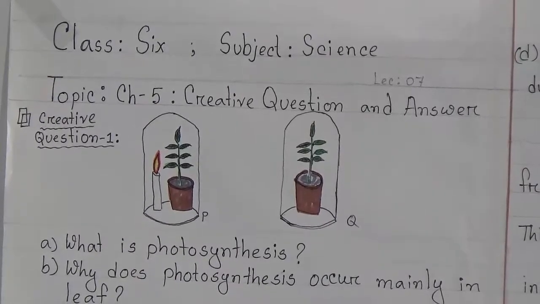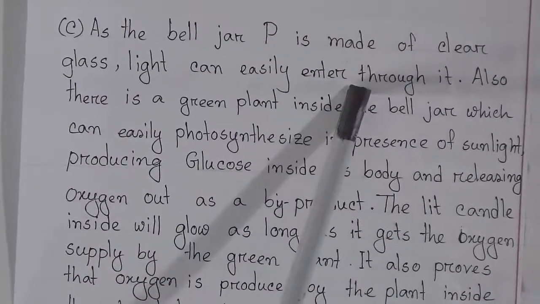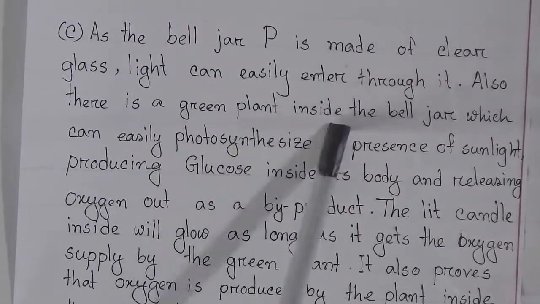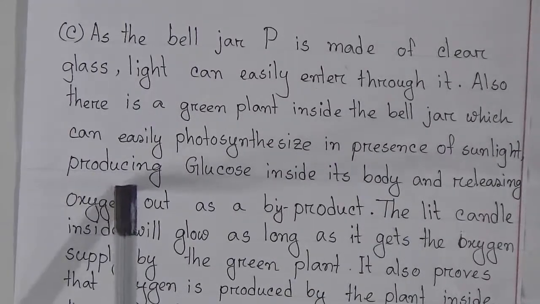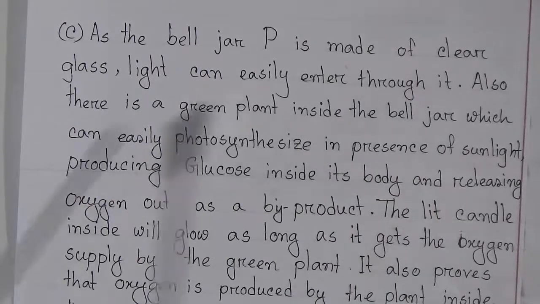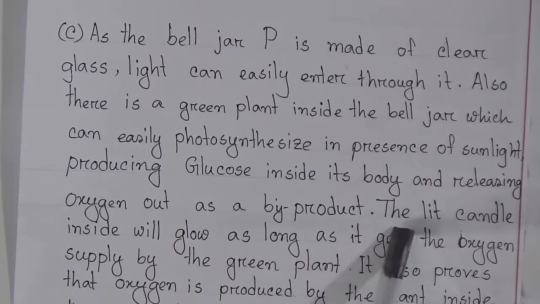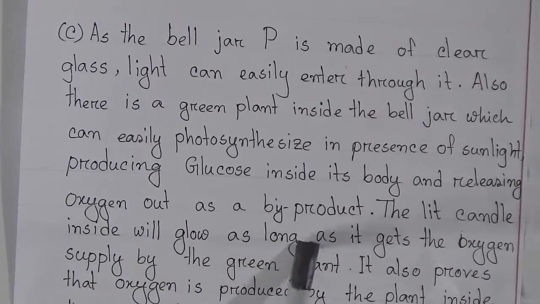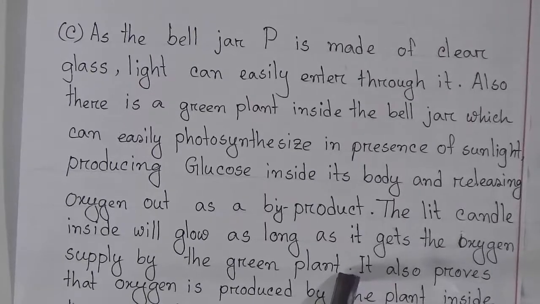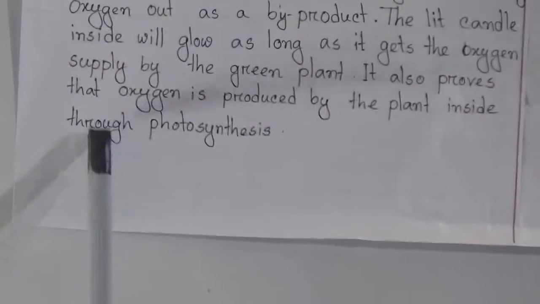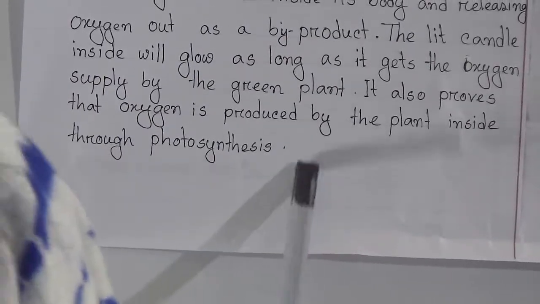Come to the question answer. As the bell jar P is made of clear glass, light can easily enter through it. Also there is a green plant inside the bell jar, which can easily photosynthesize in presence of sunlight, producing glucose inside its body and releasing oxygen out as a byproduct. The lit candle inside will glow as long as it gets the oxygen supplied by the green plant. That means oxygen helps burning. It also proves that oxygen is produced by the plant inside through photosynthesis. Now go to our next question.